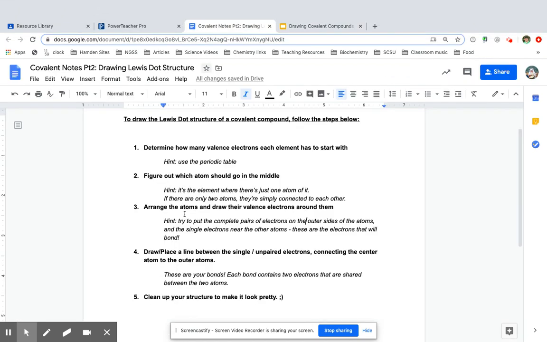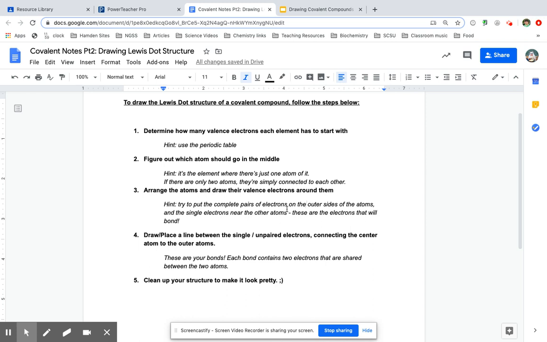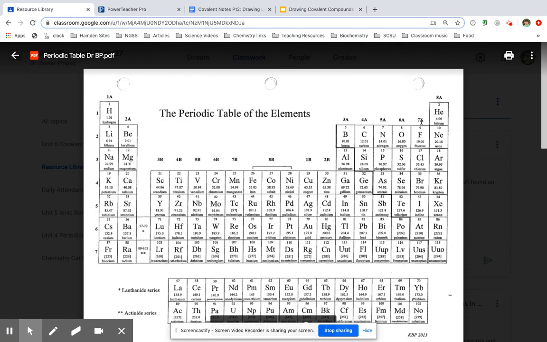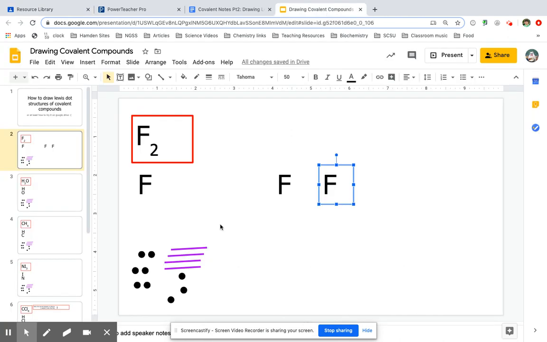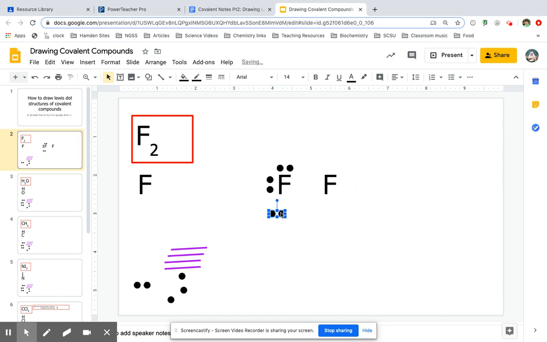The second step is to arrange the atoms and draw their valence electrons around them. Remember that each fluorine is going to have 7 valence electrons. To show those 7 valence electrons, I have all of my valence electrons over here. Some of them come in pairs, some of them come in singles. If you need more copies of these, you can just copy and paste. I'm going to click and drag these around. Each fluorine should have 7. 2, 4. You can turn these to the side by clicking on the little dot at the top. 2, 4, 6. I can use my arrow keys to move it also.